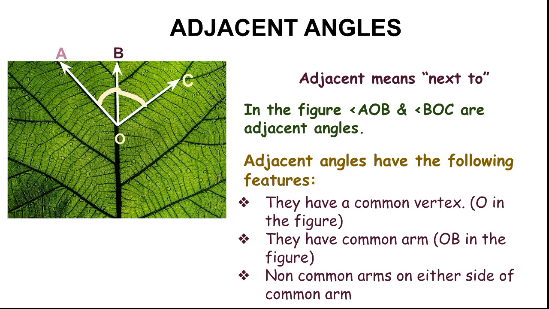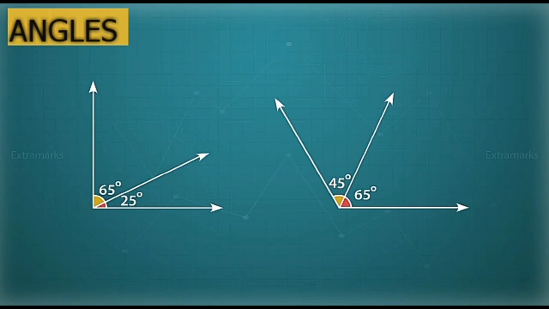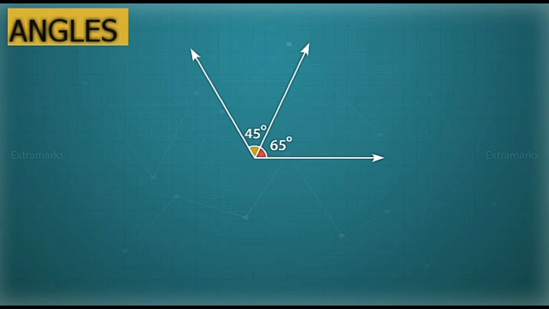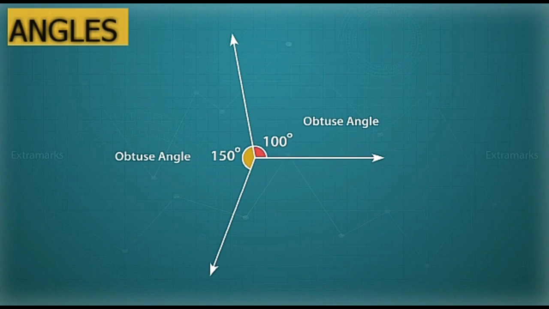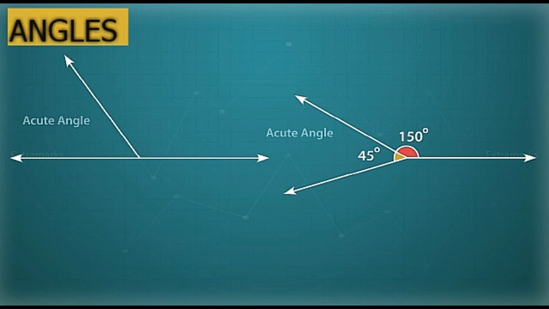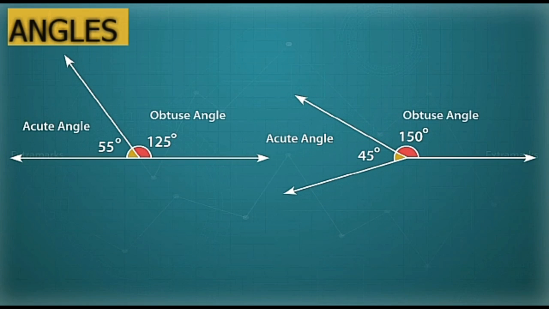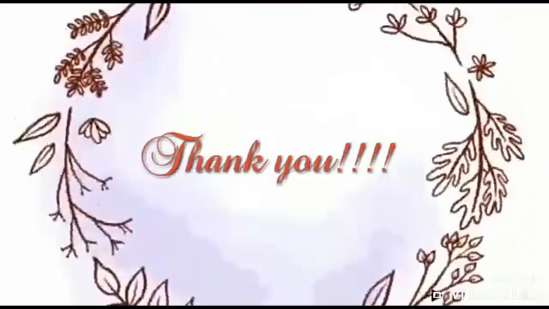If all these three features are satisfied for the two given angles, then these two angles are said to be adjacent angles. They must have a common vertex, they must have a common arm, and non-common arms on either side of the common arm. Adjacent angles may be two acute angles as shown in this figure. They may be two obtuse angles, and they may be one acute and one obtuse angle also. Thank you.